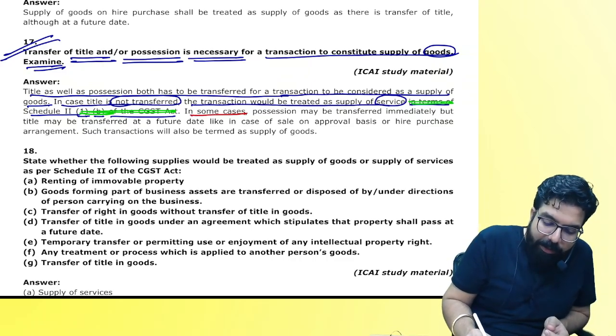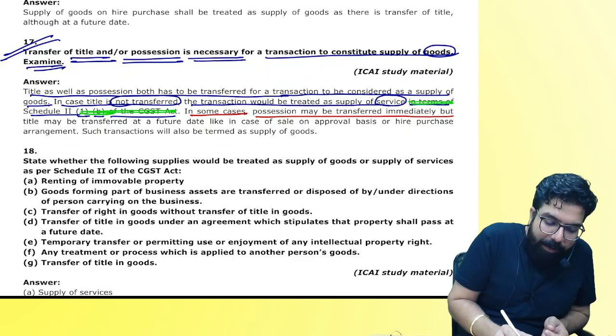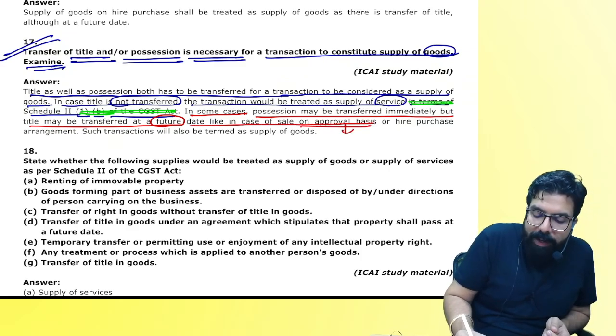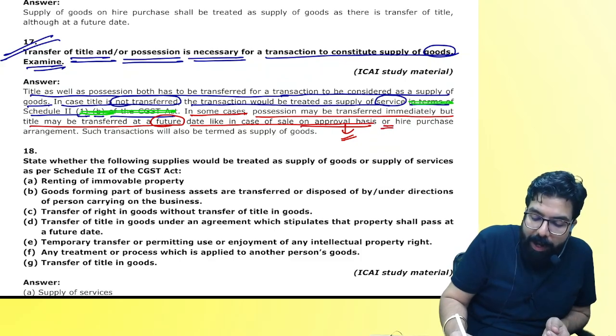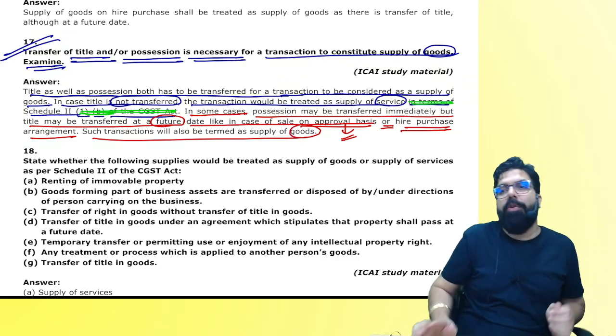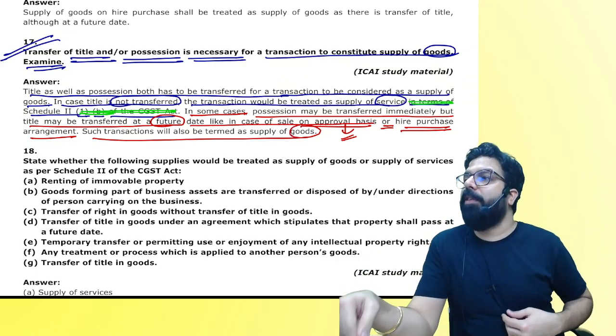In some cases, possession may be transferred immediately, but title may be transferred in future. Like what, everyone? Sale on approval. Approval sale, I'll teach you later, not now. Or hire. Such transactions shall also be termed as goods. Okay. I gave you the possession of the goods.